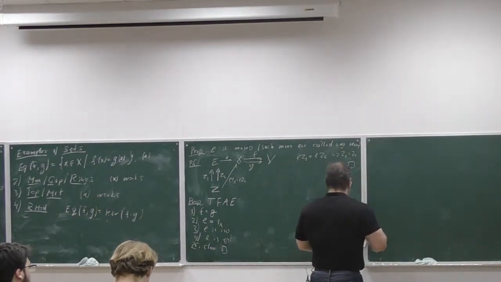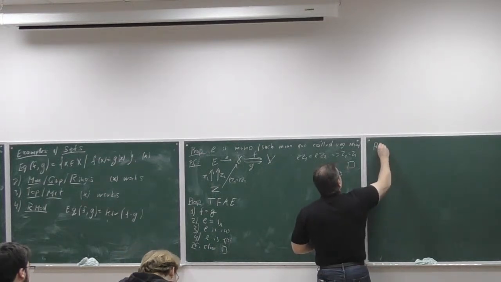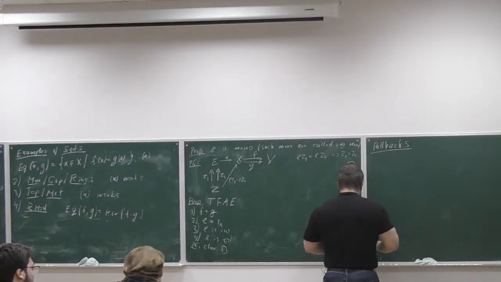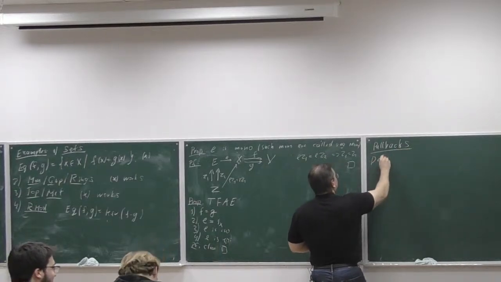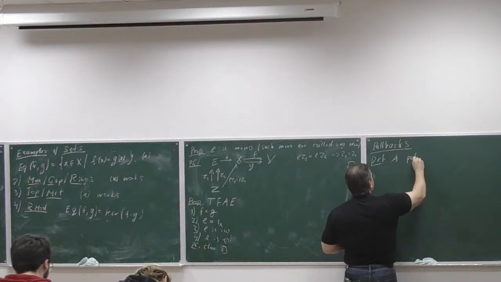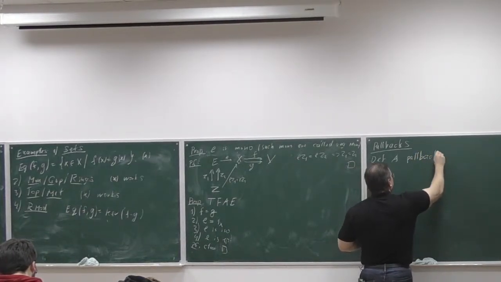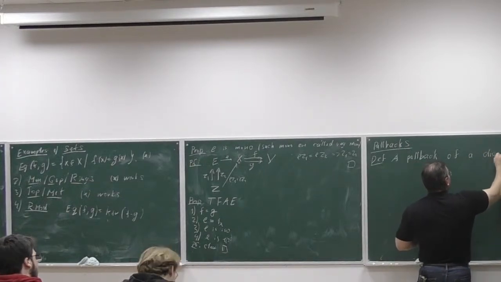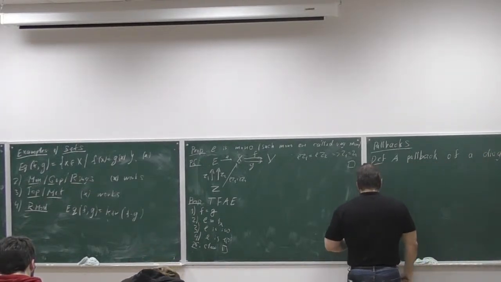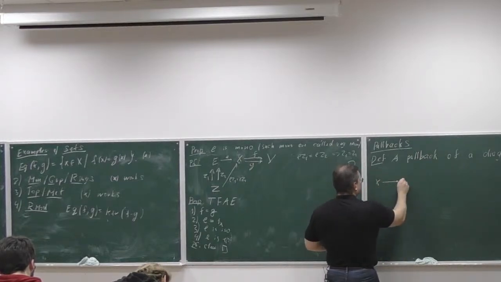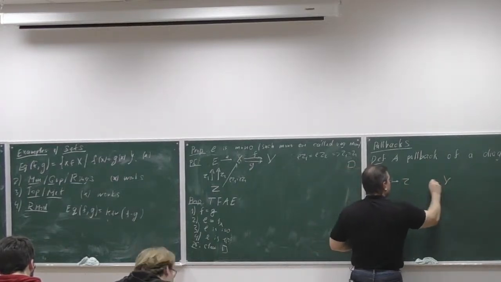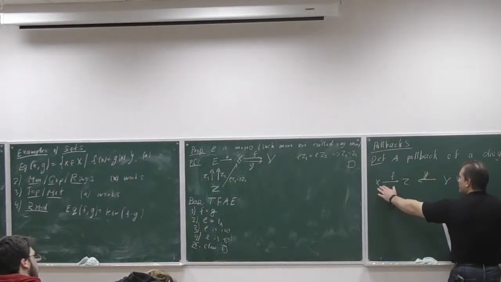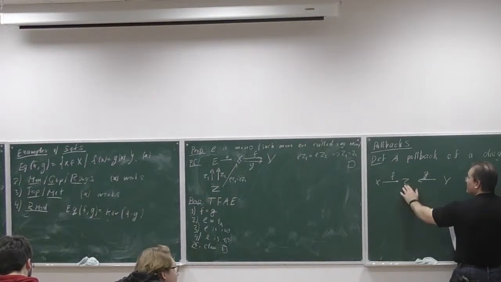Next class of limits, pullbacks. Definition: a pullback of a diagram of a very specific form. So here in the diagram we have X, Z, and Y objects and two maps, F and G. F is from X to Z, G is from Y to Z.